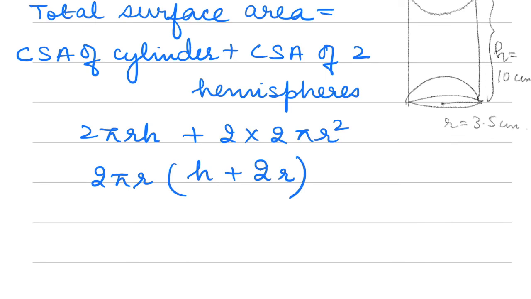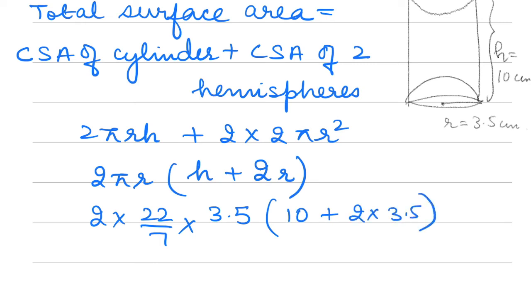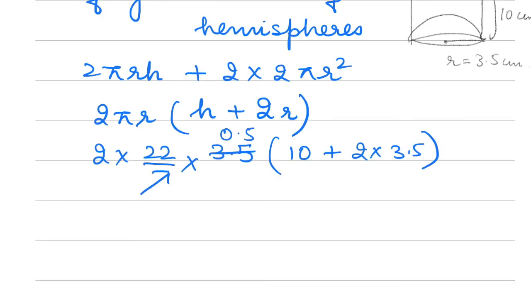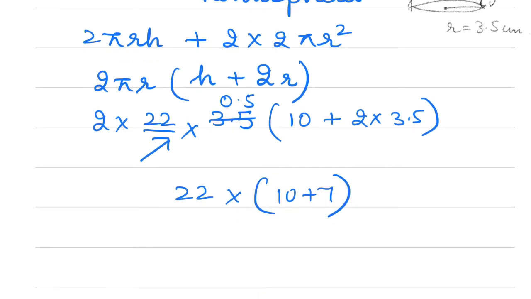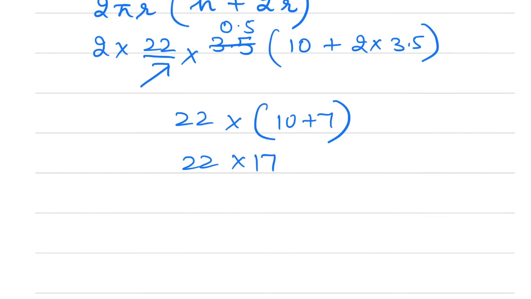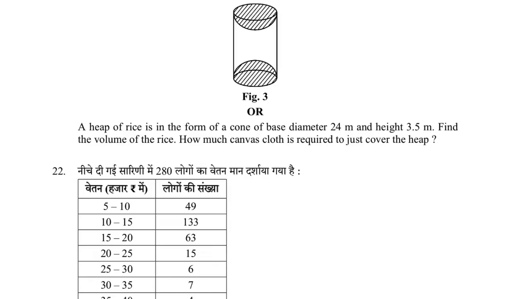Now let's substitute the values. So we have 2 into 22 by 7, radius is 3.5, and here I have height as 10 plus 2 into 3.5. The 7, 0.5, 2 into 0.5 will give me 1, so I'll get 22, and this would be 10 plus 7, so 22 into 17, this would be 17 to 34 and 374 centimeter square. That's the answer.